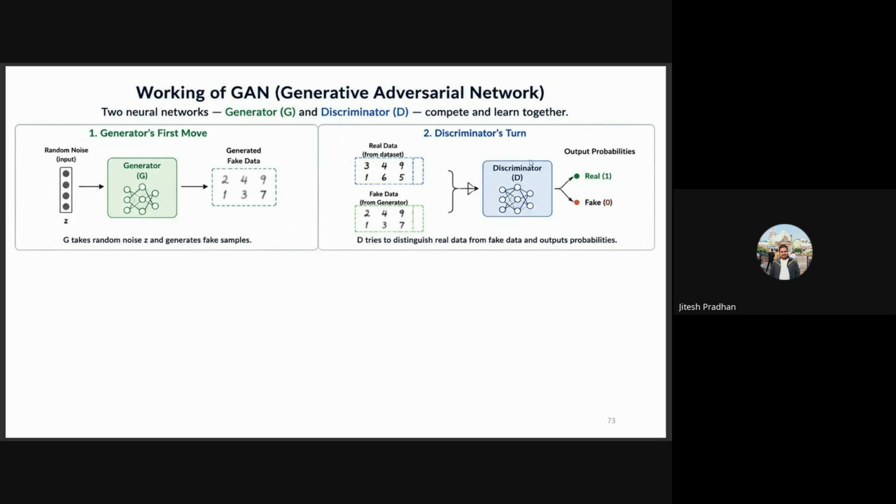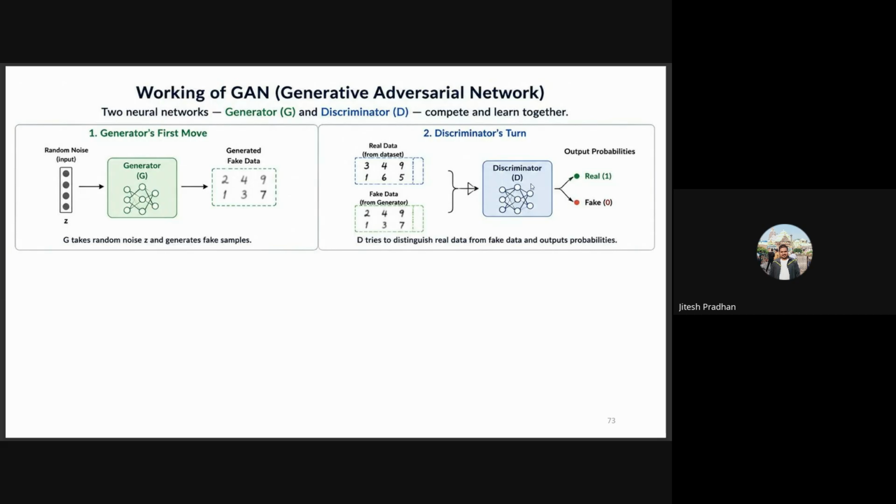Now what is the discriminator's turn? What does the discriminator do here? Look at here. The discriminator will take real data from the real data set, like in this case it's a 349, it's the MNIST data set, and it takes fake data generated from the generator. These two will be given as input to the discriminator.